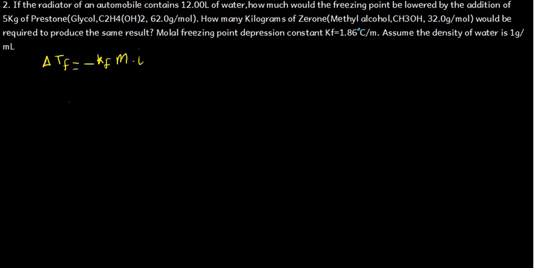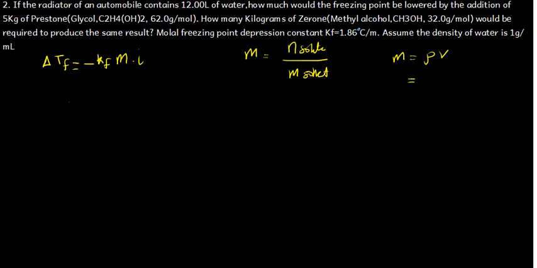We know that molality is given by the number of moles of solute, what you are dissolving, divided by the mass in kg of the solvent, what you are dissolving into. But we don't have the mass for water. All we have is the volume, and they've given us also the density for water. How do we calculate the mass from density and volume? We know that mass is equal to density times volume.